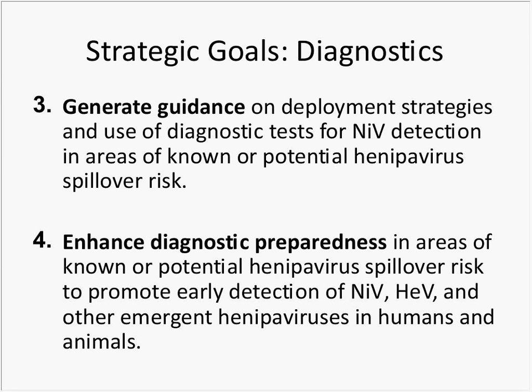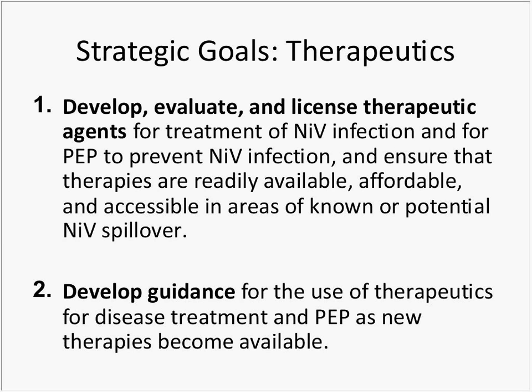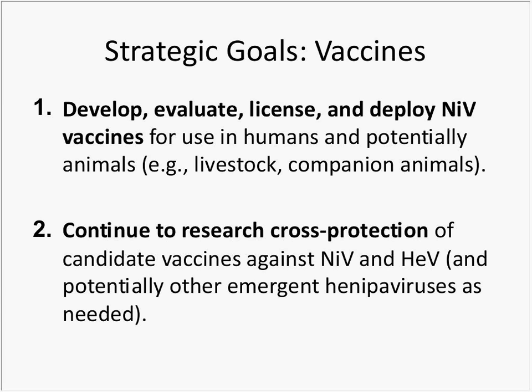In terms of therapeutics, there are two such goals. One is to develop, evaluate, and license therapeutic agents for treatment of Nipah virus infection and for post-exposure prophylaxis to prevent Nipah virus infection, and ensure that therapies are readily available, affordable, and accessible in areas of known or potential Nipah virus spillover. Finally, to develop guidance for the use of therapeutics for disease treatment and post-exposure prophylaxis as therapies become available. The last category is vaccines, and the goals we're talking about here are to develop, evaluate, license, and deploy Nipah virus vaccines in humans and potentially in animals, and to continue research on cross-protection of the candidate vaccines against the Nipah viruses and potentially other emergent Nipah viruses as needed.